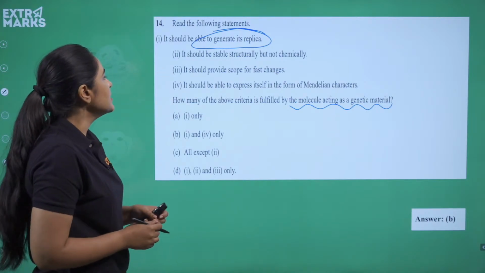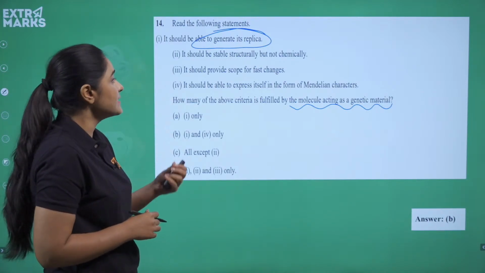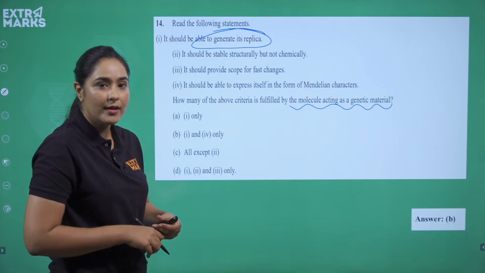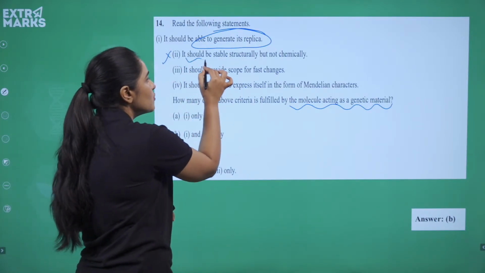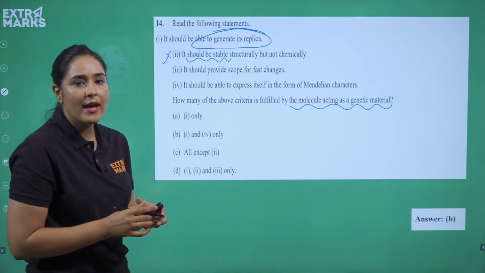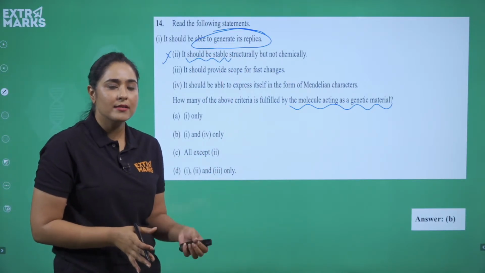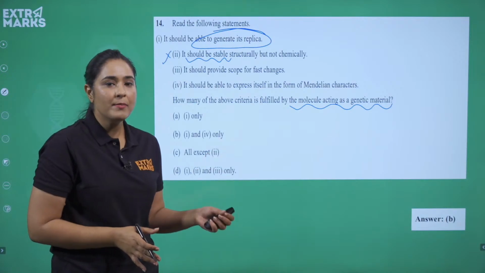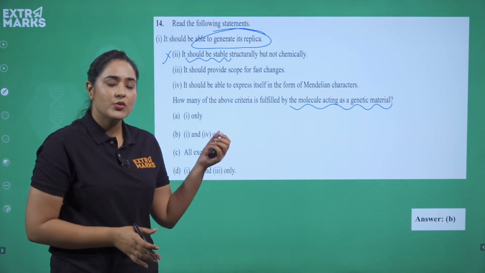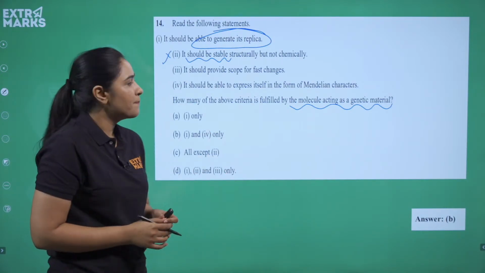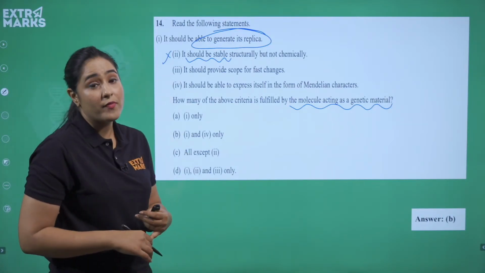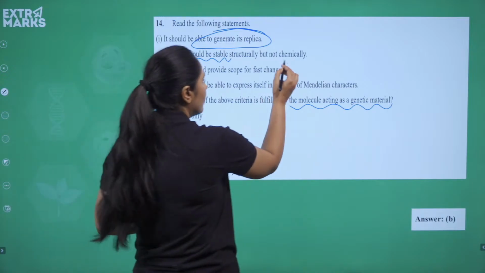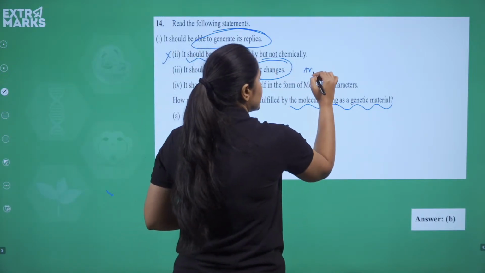Second statement, it should be stable structurally but not chemically. So this one is incorrect. It needs to be stable because we are having different kinds of factors, internal, external. The genetic material should be stable structurally as well as chemically. Third statement says that it should provide scope for fast changes. Here we are talking about the fast changes. This is mutation.